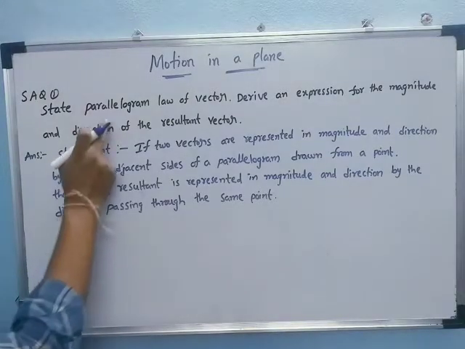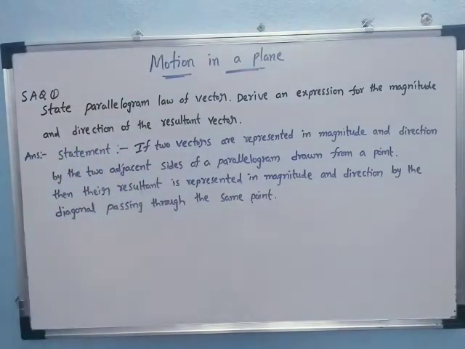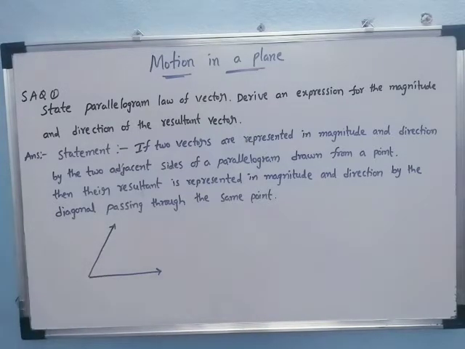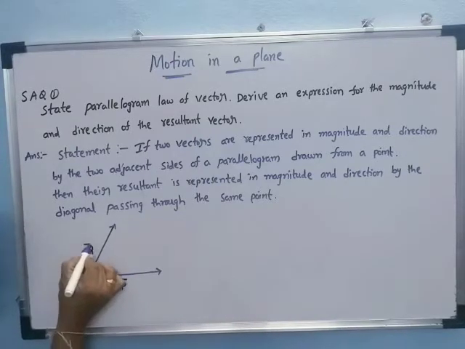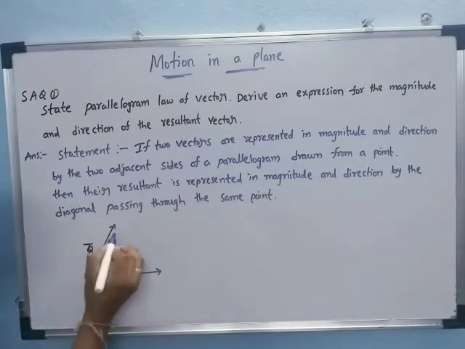Using this parallelogram law of vectors, we can derive the magnitude and direction of the resultant vector. Using this statement, we take two vectors. This is the first vector and this is the other vector. These two vectors represent two sides of the parallelogram. This is the P bar vector and this is the Q bar vector. In a parallelogram, the opposite sides are equal.